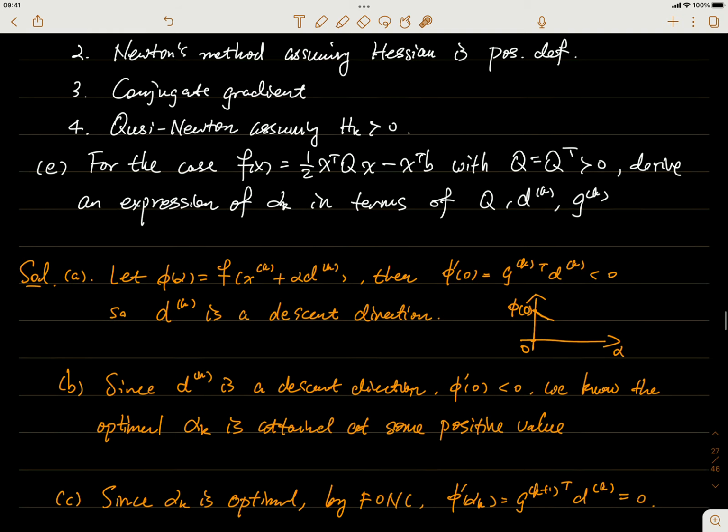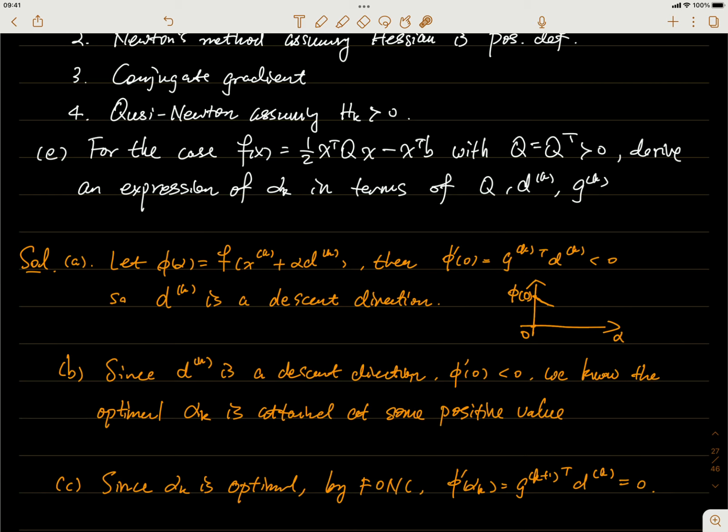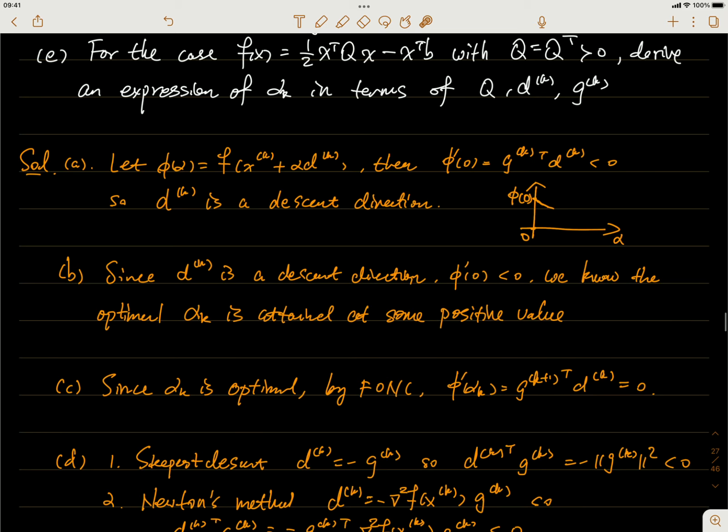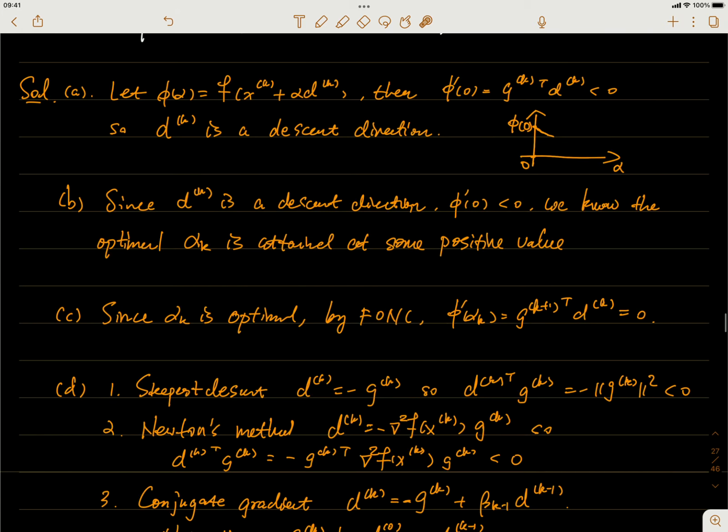Okay, so we have done this a few times in the previous chapters as well. The second one: since dk is a descent direction, we know that the function will decrease like that. Eventually it may increase somehow, but at least initially it should decrease. Because it's decreasing, we know that the minimizer must be reached at some positive value. Okay, so that's why alpha k must be positive. The optimal step size must be positive.